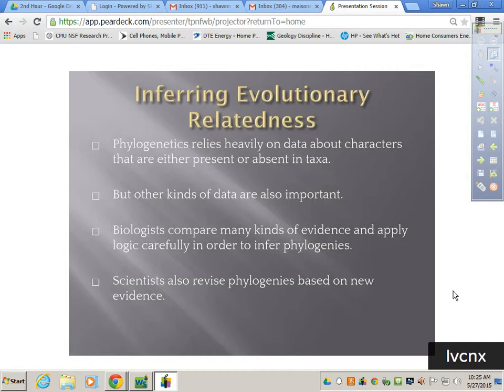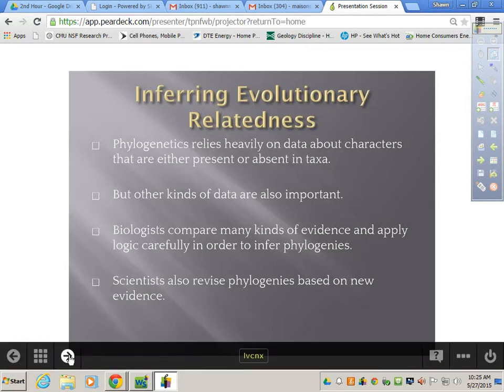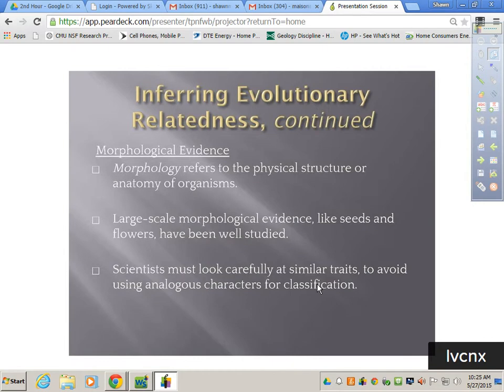So when I do a DNA fingerprint of something and I realize that it is related to another thing, I don't just ignore that. We add that to the current taxonomy and phylogeny. And then something called morphology. This means the shape or the changing structure, the study of. But it's looking at the physical structure or the basic anatomy of organisms.